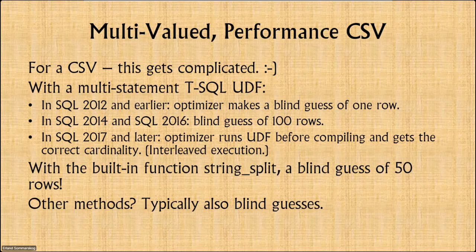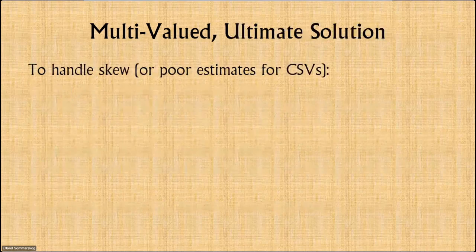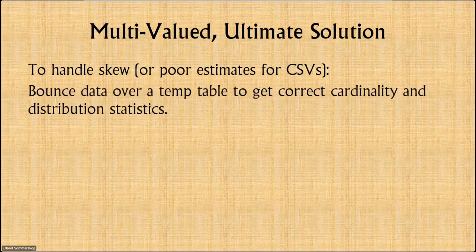Thankfully, though, there is one final solution to all these problems, to handle the skew or the poor estimates for the CSV, depending on your method. You can take the data and put it in a temp table, because not only do you now get the correct cardinality, you also get distribution statistics. So the optimizer can see what kind of employees you have.